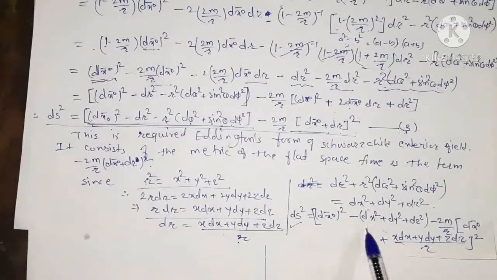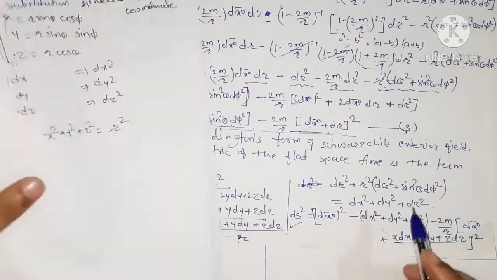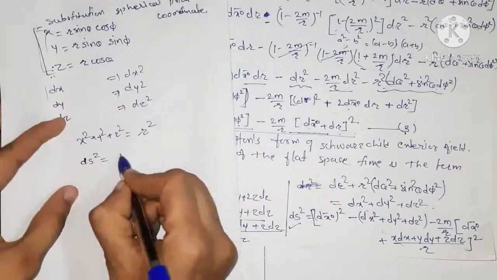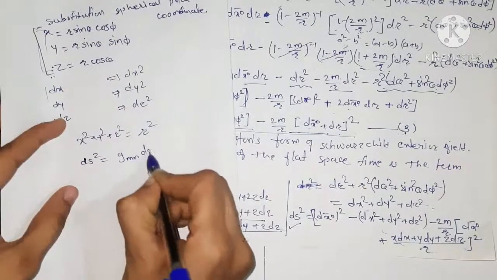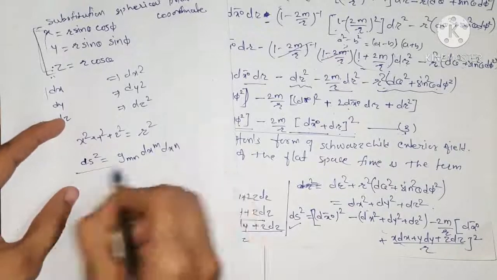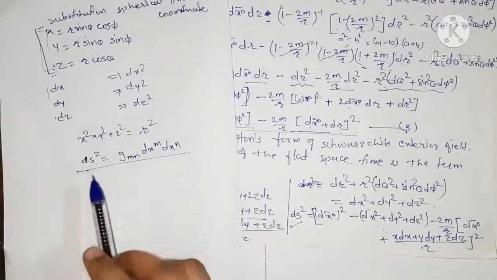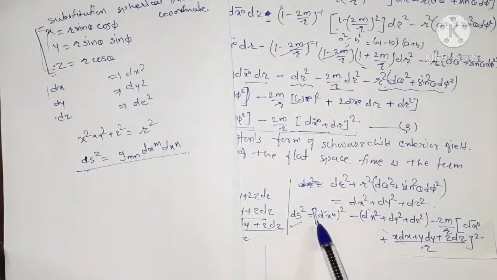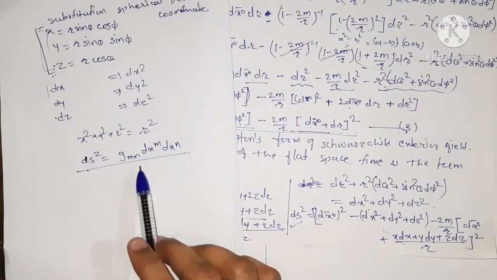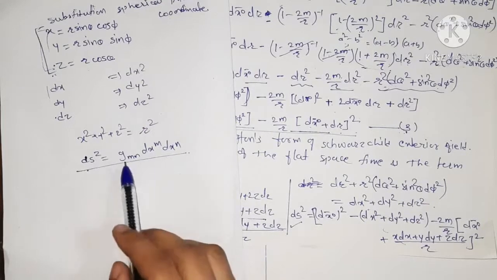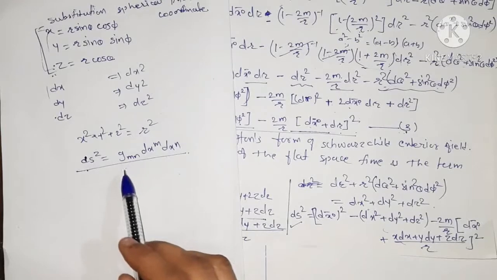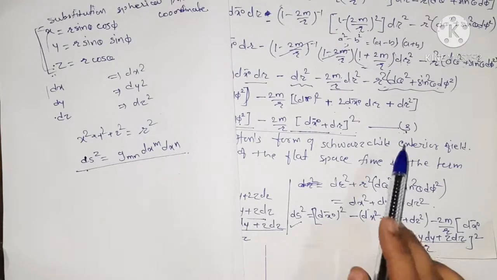Now this can be written in the general form of the metric, that is, the fundamental form of the metric, ds square equals gmn dxm dxn. This is the fundamental form of the metric given by the Riemannian metric, right? Now using this metric we can compare and find the coefficients gmn, so that we can degenerate the metric tensor gmn into the degenerate metric form, which we will see in the next lecture.